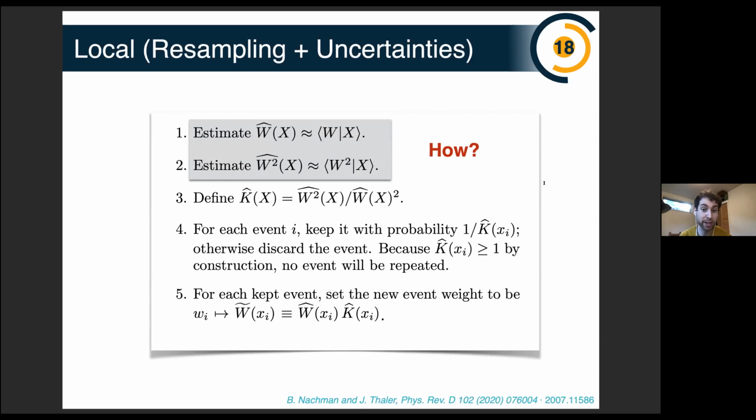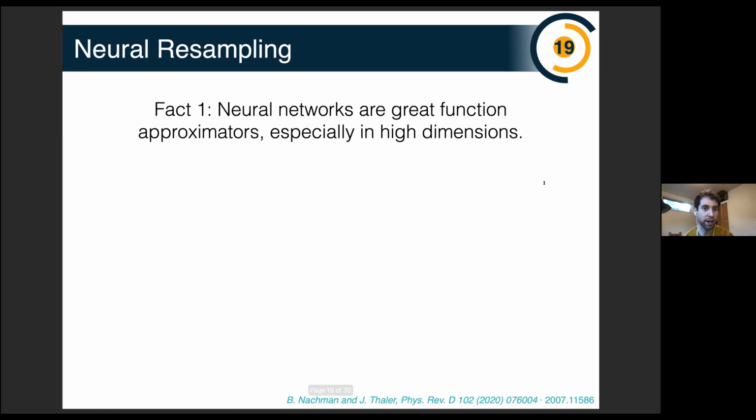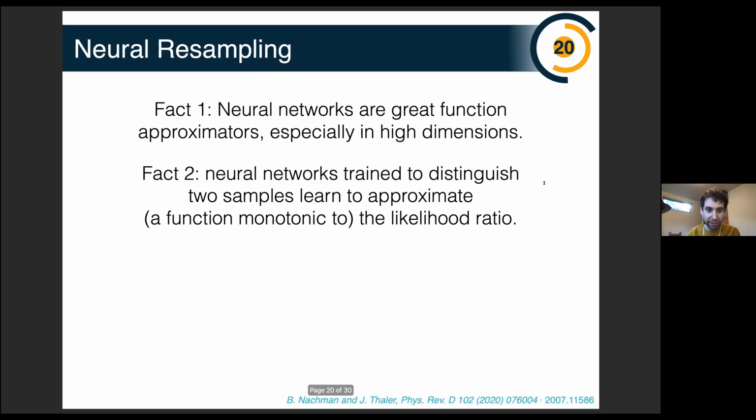But this very naturally leads me to the second part of my talk, where we can ask the question, how do we estimate these local expectation values? And that's where neural resampling comes in. In particular, it's based on two facts. Fact number one is that neural networks are great function approximators, especially in high dimensions. And the second fact is that neural networks trained to distinguish two samples learn to approximate the likelihood ratio, or rather something that's monotonically related to the likelihood ratio.